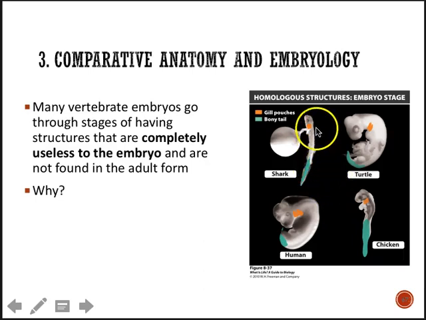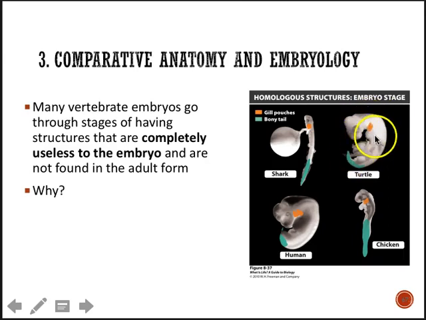So, okay, starting out with our shark. There are two features: gill pouches and a bony tail. Sharks have tails as adults, and sure enough, they have tails as embryos, and that makes perfect sense, right? Sharks have gills as adults, and sharks have gill pouches as embryos, and that makes perfect sense. Those gill pouches are eventually going to develop into gills. Totally makes sense. When you start to look at a turtle, you can see that turtle embryos have tails. And again, this totally makes sense because, of course, turtle adults have tails.